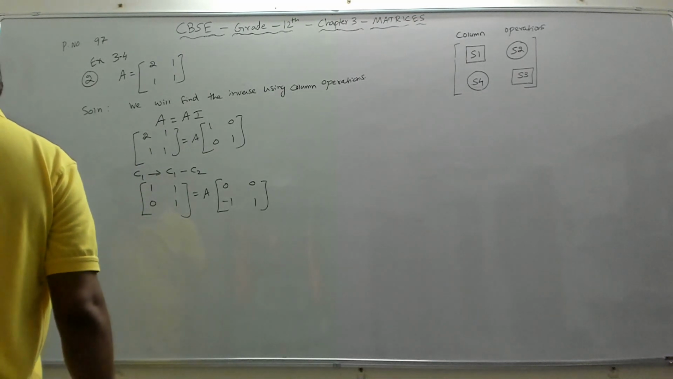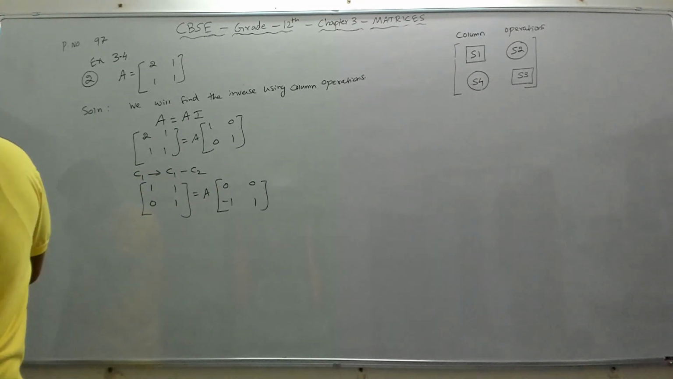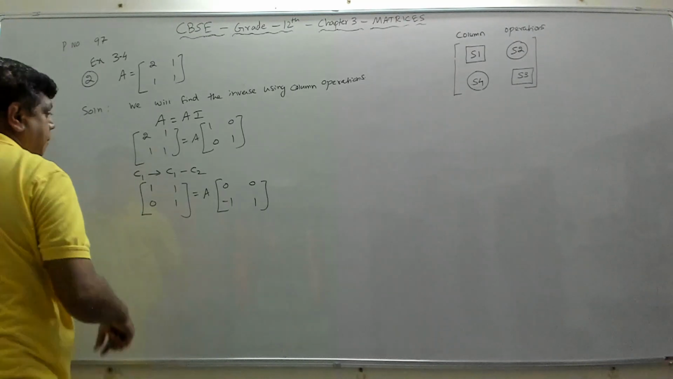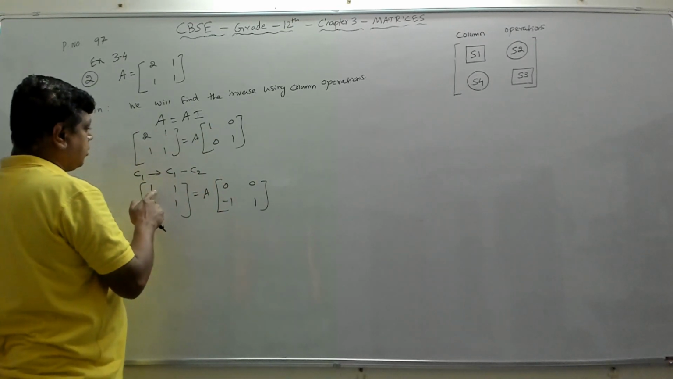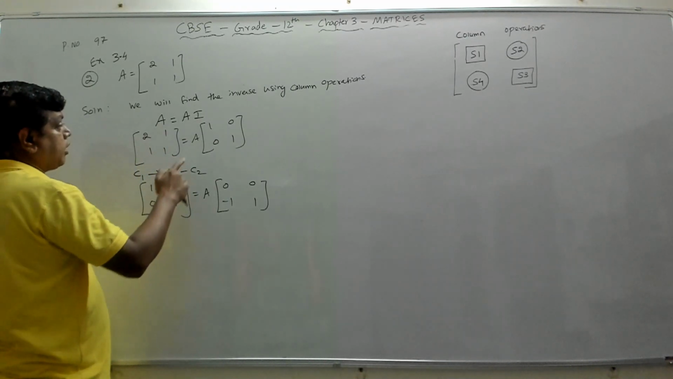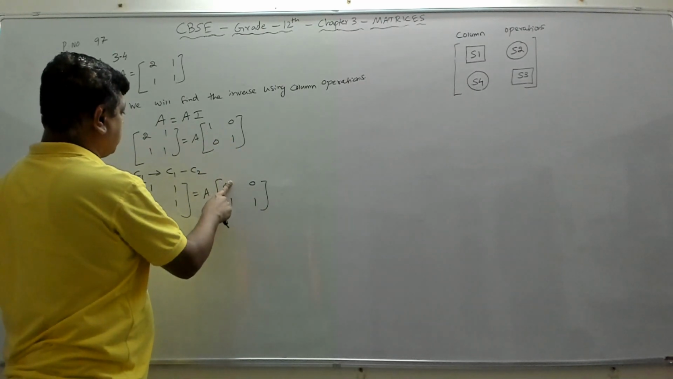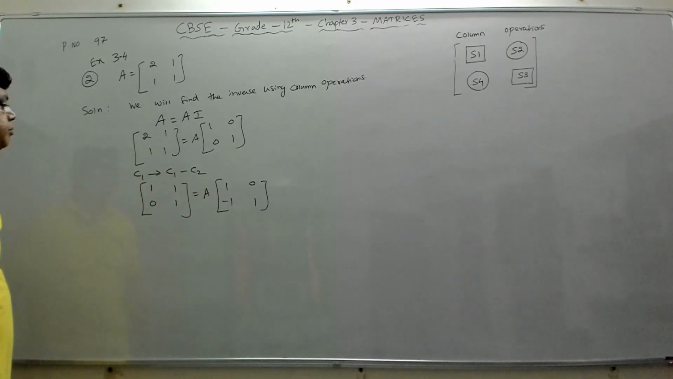Fine. So this is how we make it. Make the first one. So I'm using the column operation. So C1 is C1 minus C2. So this minus this is 1, this minus this is 0. Again this minus this is 1 minus 0. 1 minus 0 is 1 and 0 minus 1 is minus 1.